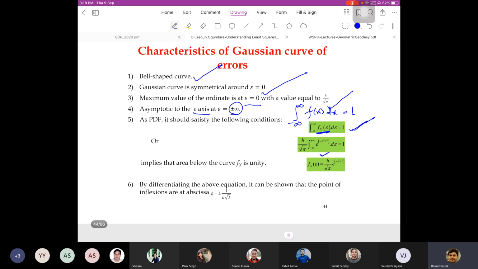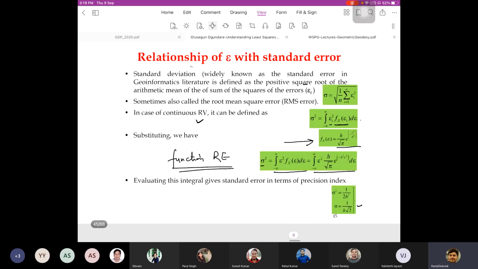So by differentiating the above equation, we can always show what we have just written here, that the point of inflection would occur at abscissa e equal to plus minus 1 by h root 2. So this is all simple basics which we have to follow. There is nothing new which we have not already discussed from the previous content. Okay, so here we are representing again the similar relationship.